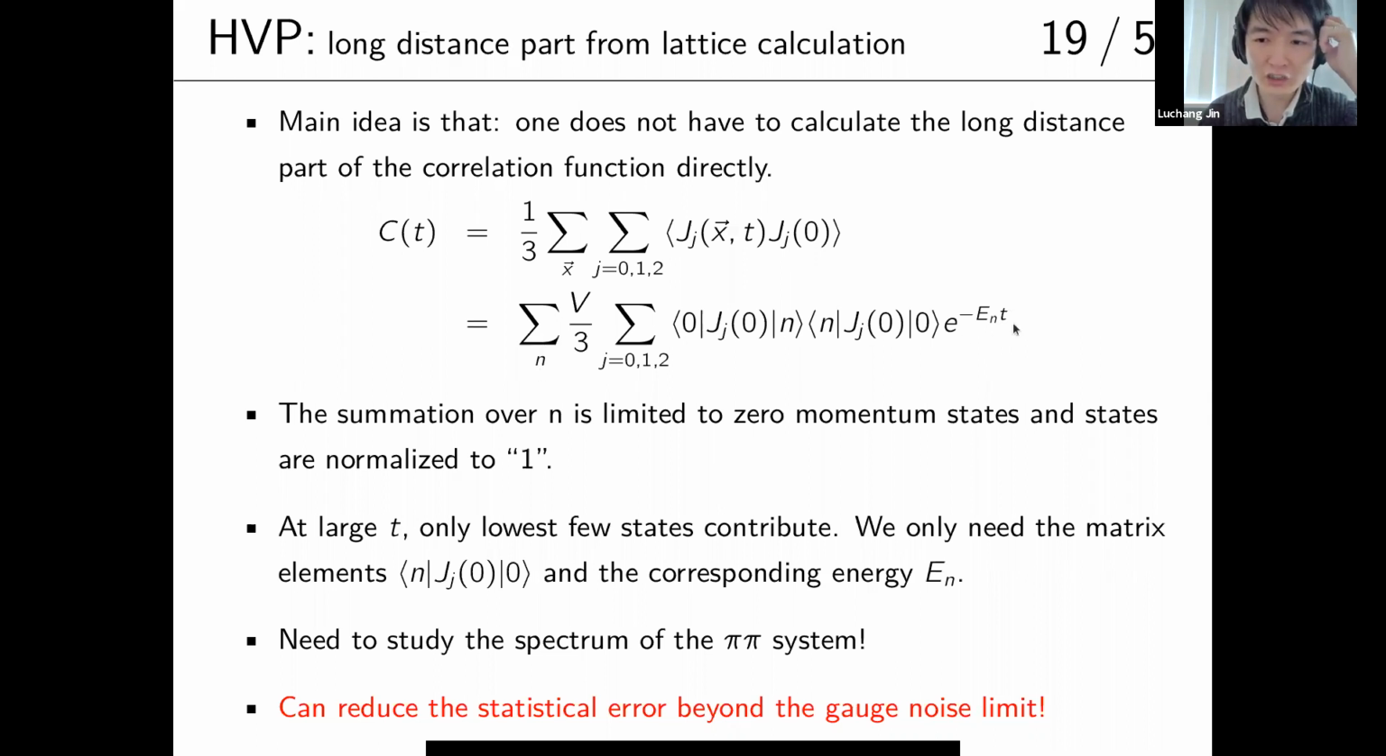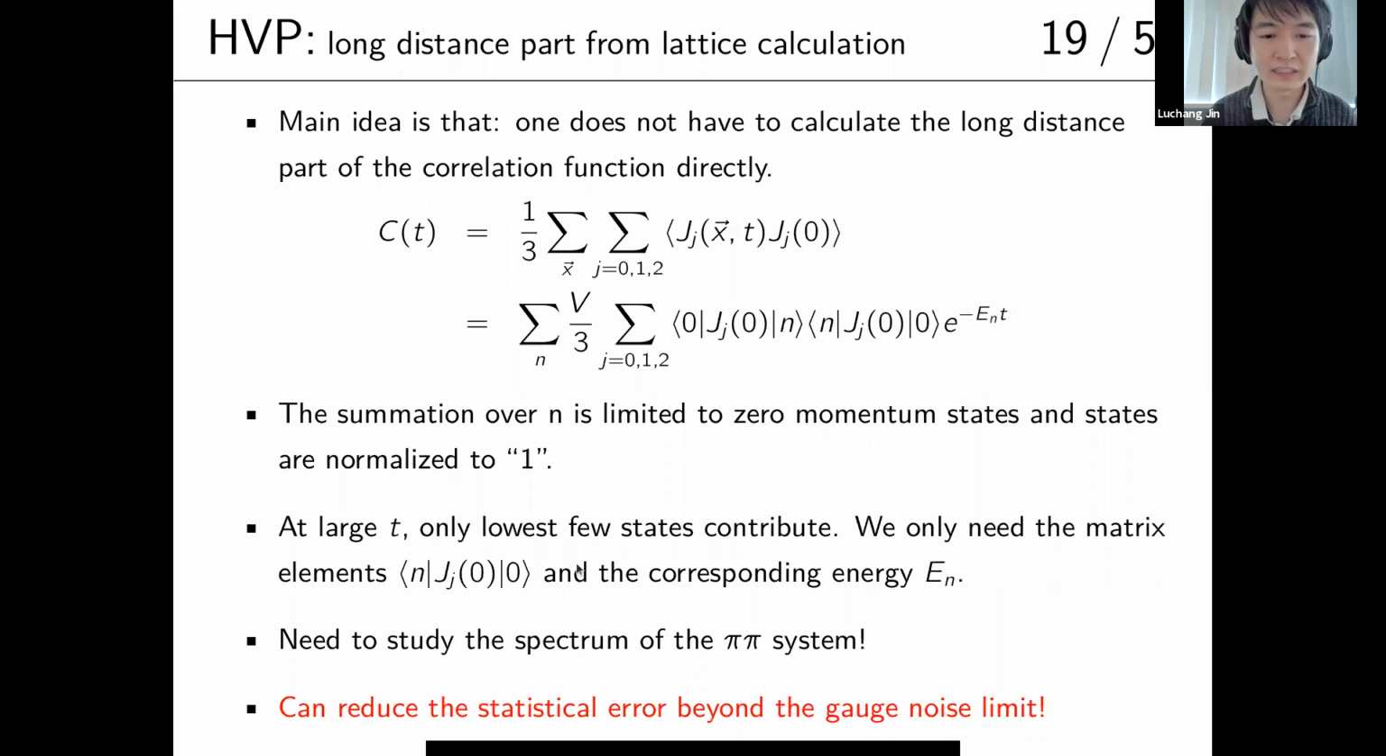But when T is large, high energy intermediate states contribution decrease very fast. Therefore, the most important contribution at long distance is only a few lowest energy eigenstates, physical states. So we can just try to calculate the energy of those states and the matrix element for those states. And that will allow us to reconstruct the long distance behavior for arbitrary long distance, and the relative error doesn't grow.